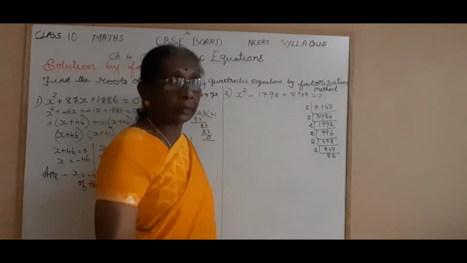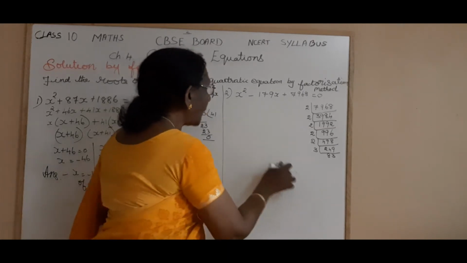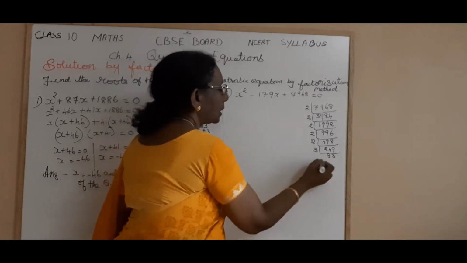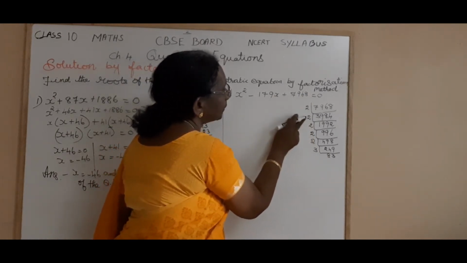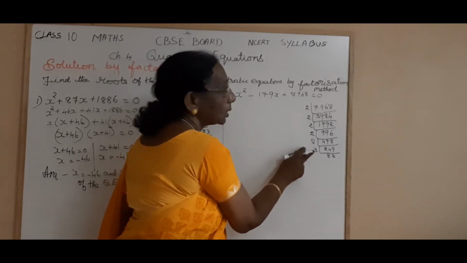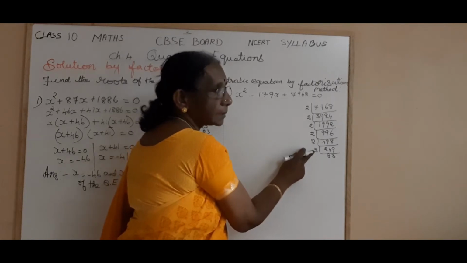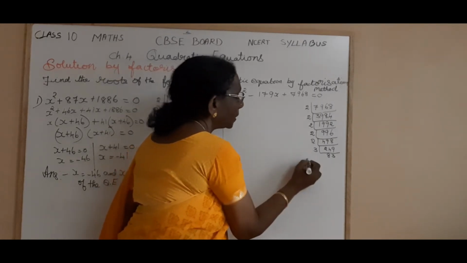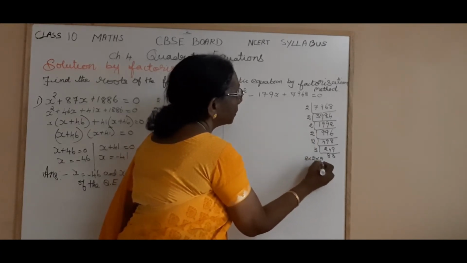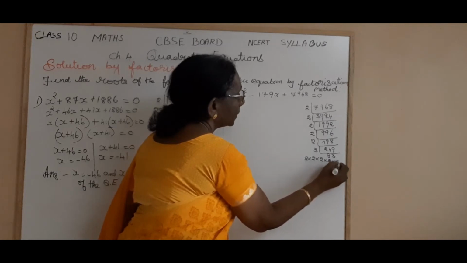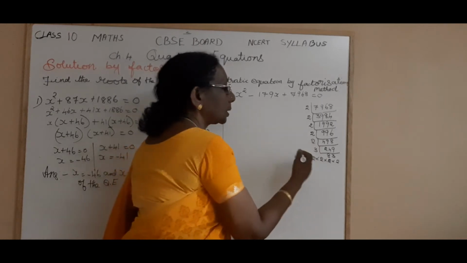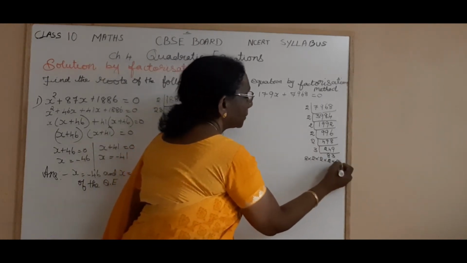You cannot factorize further. Okay, so when you add, what should you get? 179. When you multiply, you should get this. Okay, so 83. What are the factors? 2 2s are 4, 4 2s are 8, 8 2s are 16, 16 2s are 32, 32 into 3 is 96. Okay, so when you multiply all, 2 to the power 5 is 32. 32 into 3 is 96 into 83.